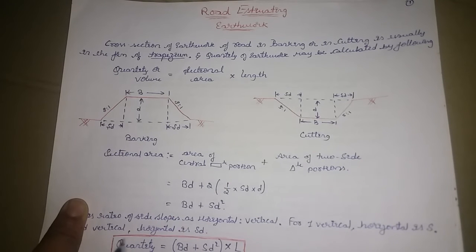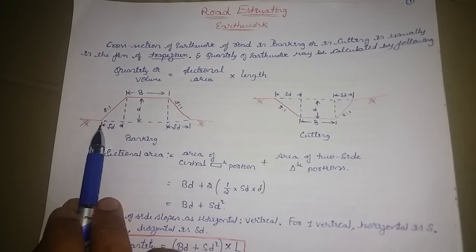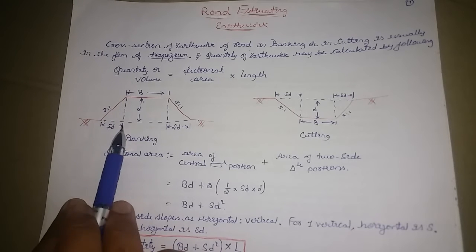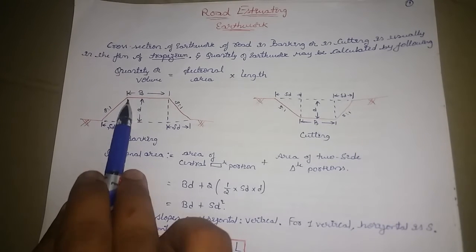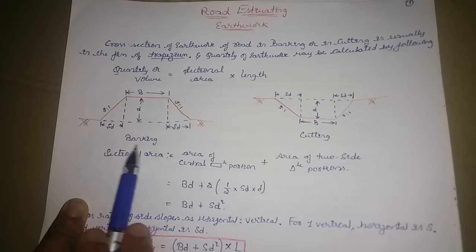Now the area of the two sides: there are two sides, so I have written 2 directly. Then what is the area of the triangle? That is half into this distance into this distance, so 1 by 2 into S D into D. Solving this, the 2 gets cancelled, and the final answer for the sectional area is BD plus SD square. The sectional area is equal to BD plus SD square.